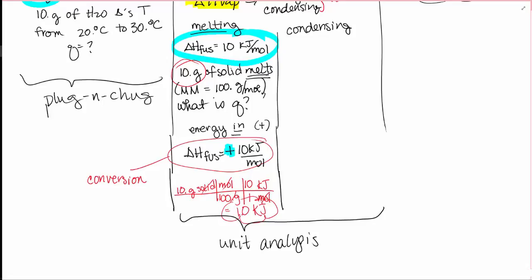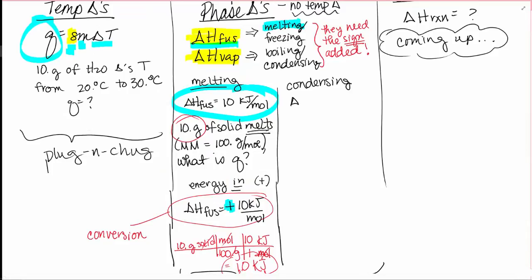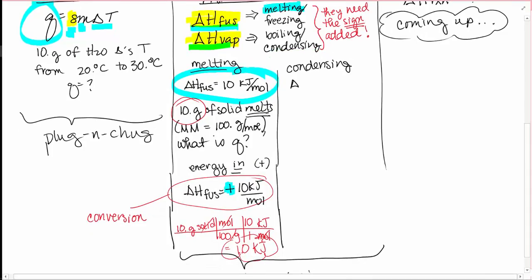If I did a problem with condensing, by the way, I use a heat of vaporization. So let's say for this problem, the heat of vaporization that I look up for the substance I'm going to give you a problem about is 50 kilojoules per mole.